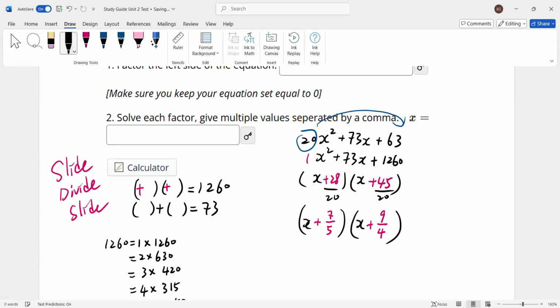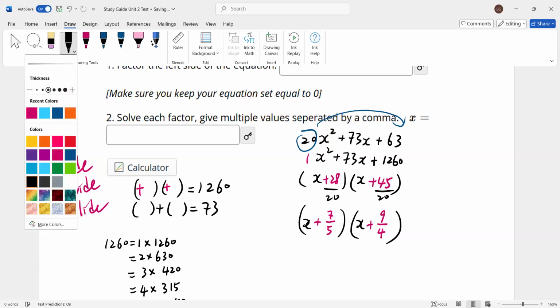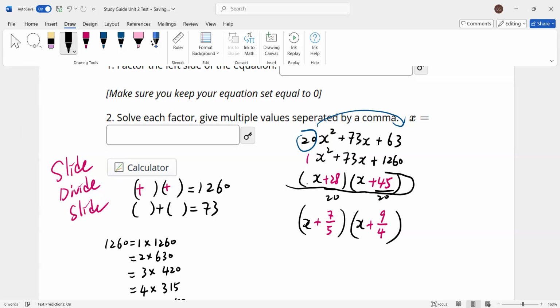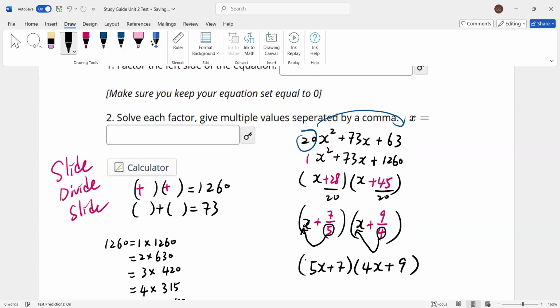Okay. All right. And then, so this is the left side, right? Oh, actually, we've done this one already. Oh, sorry, I missed that. No, I'm sorry. One more step. Slide divide slide. So if we still have the denominator, we are going to slide the denominator back in front of x. All right. So we have 5x plus 7 times 4x plus 9.